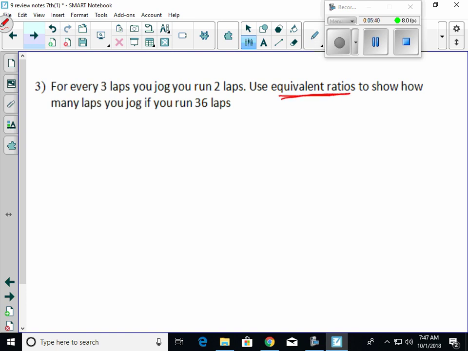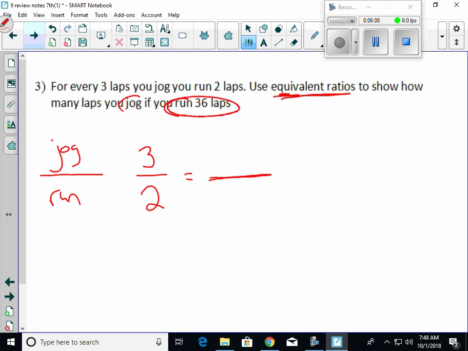For every 3 laps you jog, you run 2 laps. If we were doing a table, we're talking about jogging and running. But instead of a table, 3 laps jogged, 2 laps ran, I'm going to do a fraction and make it equal to another fraction, because equivalent means equal. It says I run 36 laps, so I'm going to put that 36 in my denominator because that's where we put run.